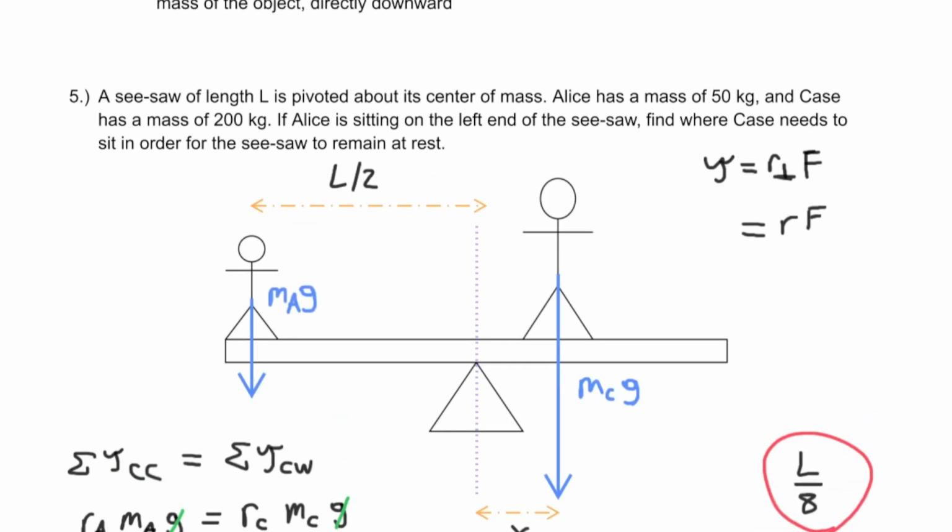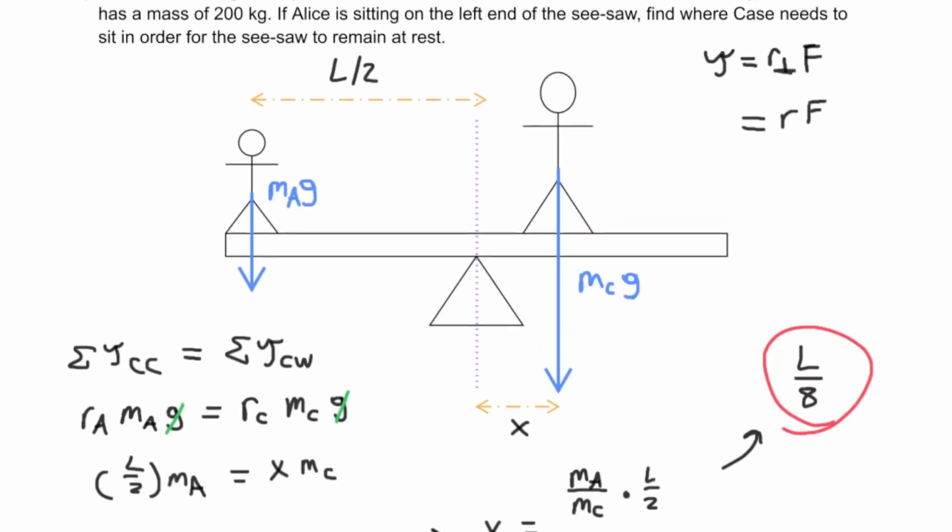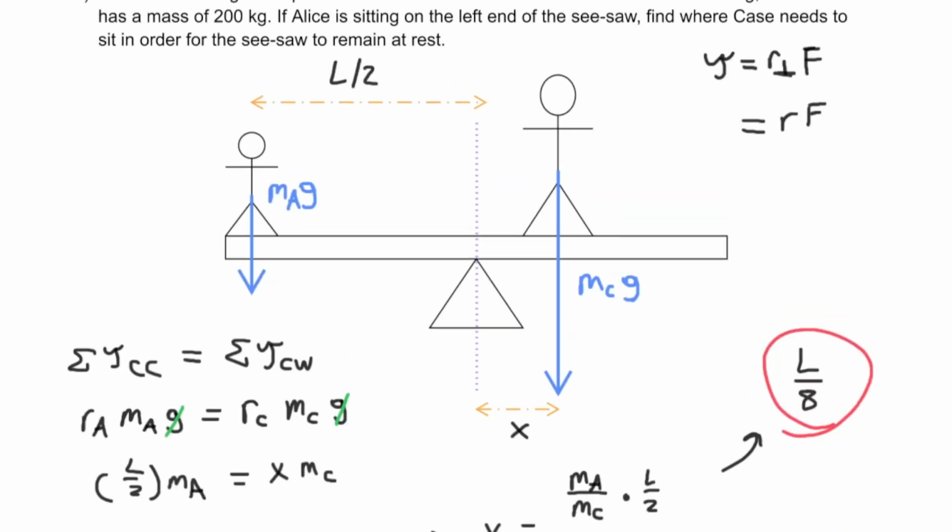So Case weighs 4 times as much, so he must be 4 times closer to the pivot. Or maybe it makes more sense the other way. If Alice is 4 times lighter, she has to be 4 times farther away to generate the same torque. So same thing. Very classic example. This is definitely a you-gotta-know-it sort of thing with static equilibrium: the case of the seesaw.